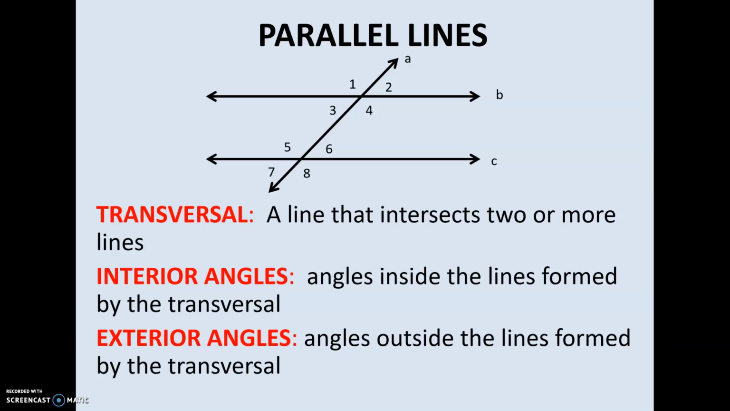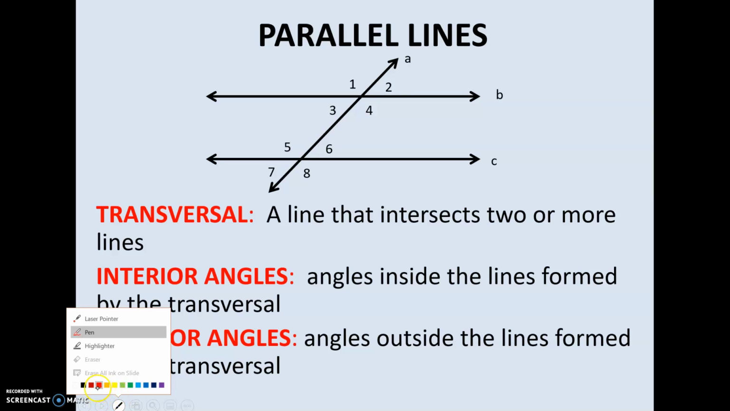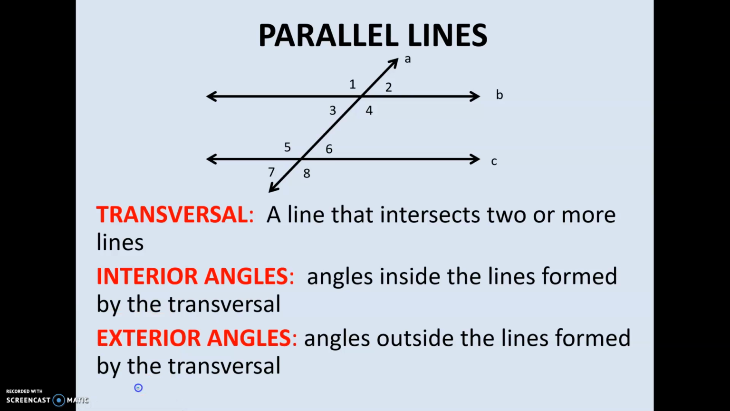Interior angles. We have interior angles are angles that are formed by the transversal. So in our example here, interior angles are angles on the inside of the lines. So this would be an interior angle. Angle 4 would be an interior angle. Angle 5 would be an interior angle. And angle 6 would be an interior angle because they are inside of the two lines. So those would be interior angles. Okay.